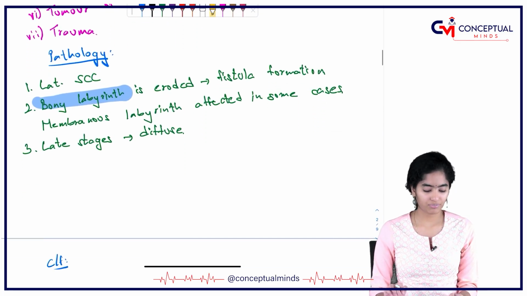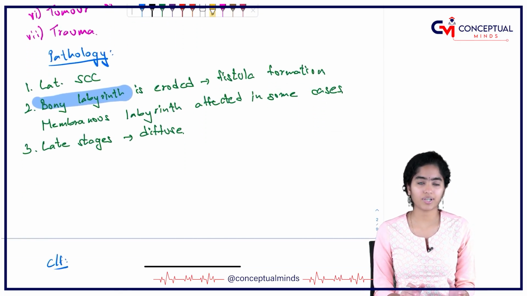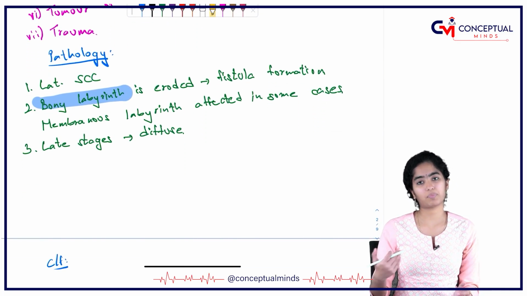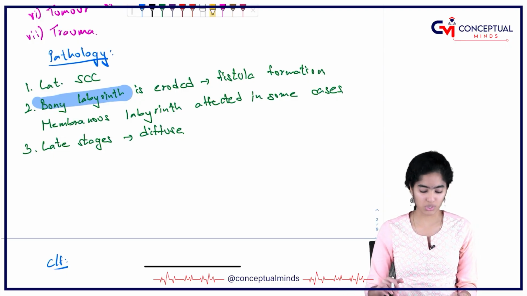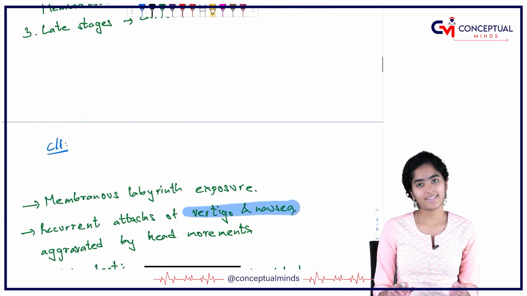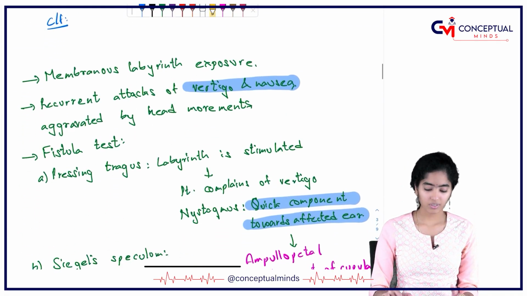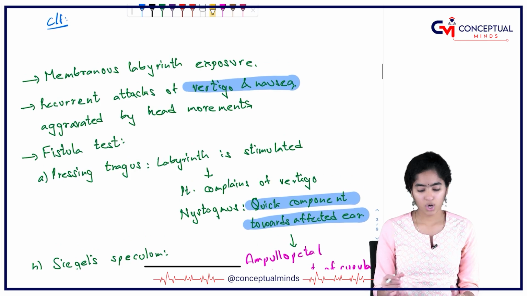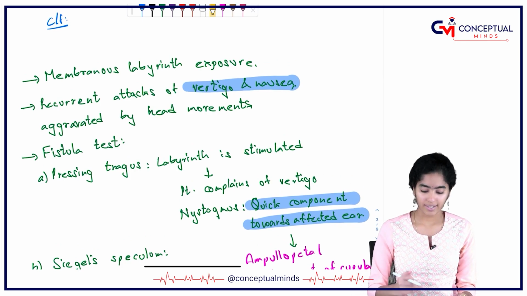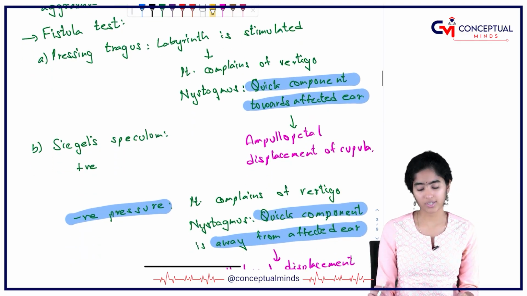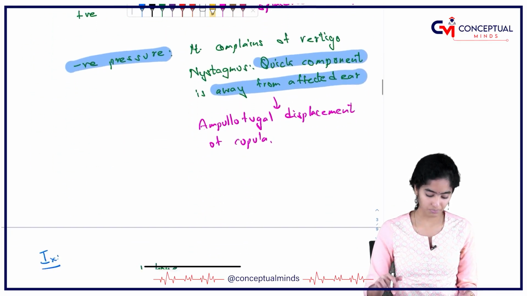In the pathology, we find that the lateral semicircular canal is affected, initially bony labyrinth, and in some cases membranous labyrinth could also be affected. And in late stages, this circumscribed lesion becomes diffuse. Coming to the clinical features, because of the exposure of membranous labyrinth to the environment, there occurs vertigo and nausea, which are aggravated by head movements. And on doing the fistula test, we find vertigo and nystagmus.